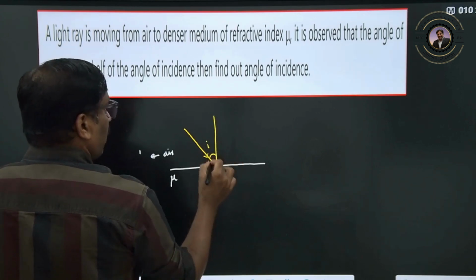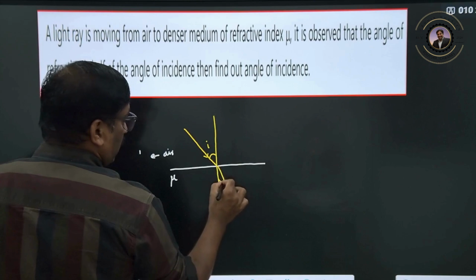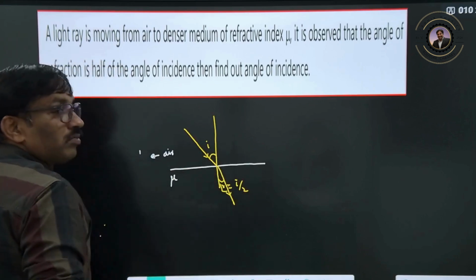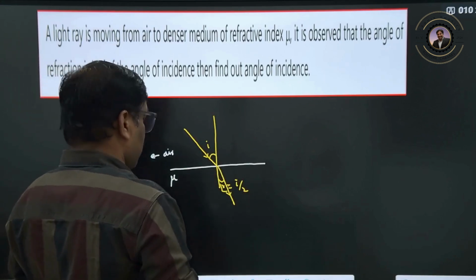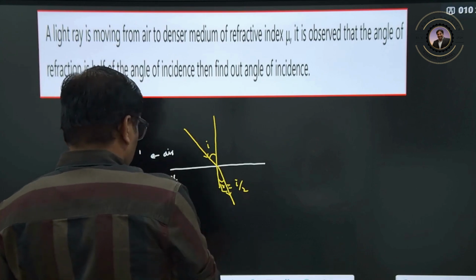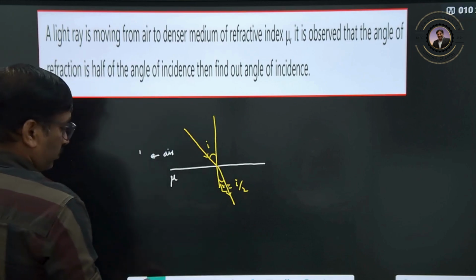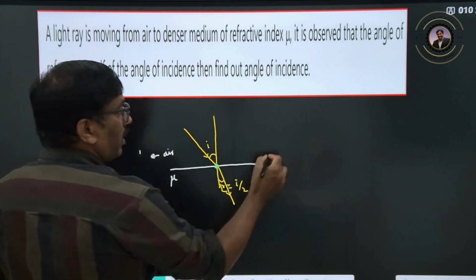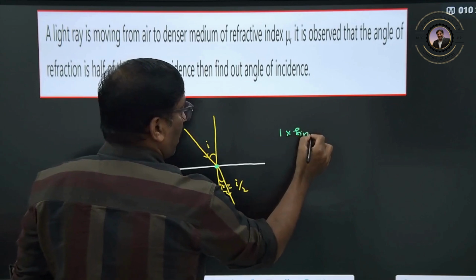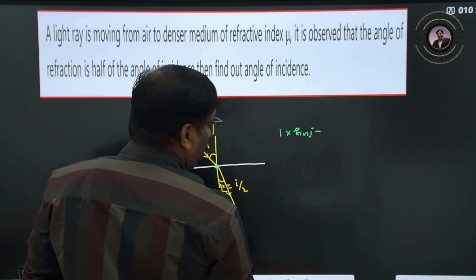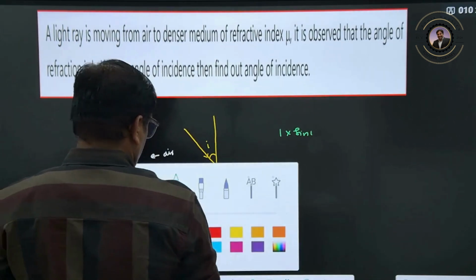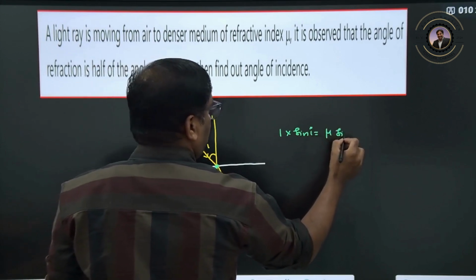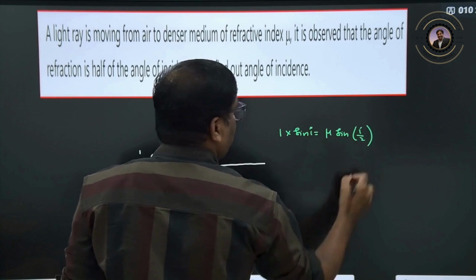So this is your angle of incidence, and he said the angle of refraction is i by 2. He is asking for the angle of incidence. Again apply Snell's law here. 1 into sine i equals mu into sine of r, that is sine of i by 2.